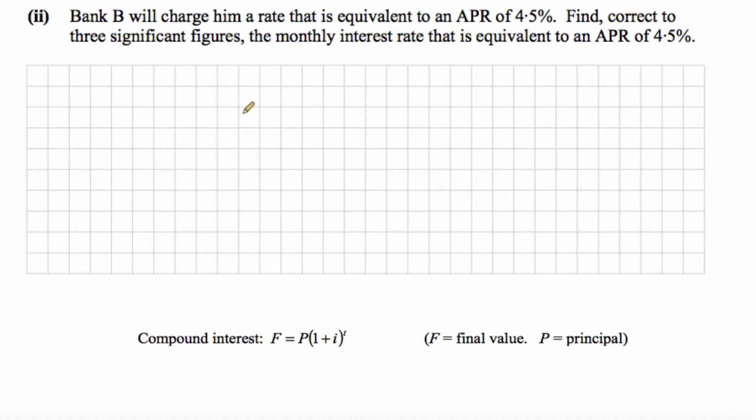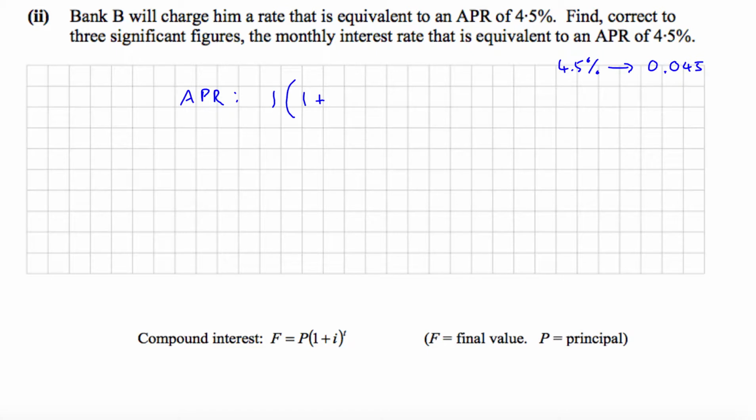Okay, part A2. Bank B will charge him a rate that is equivalent to an APR of 4.5%. Find, correct to three significant figures, the monthly interest rate that is equivalent to an APR of 4.5%. So again, using the same formula, I'm going to look at APR and the monthly interest rate. For APR, taking a principal again of just 1 to keep it simple, 1 times (1 plus the interest rate for APR), and 4.5% is 0.045 as a decimal, which is what we use in the formula.